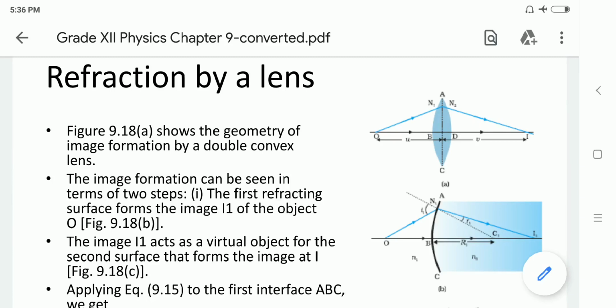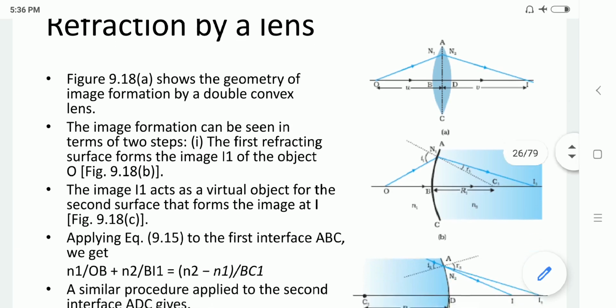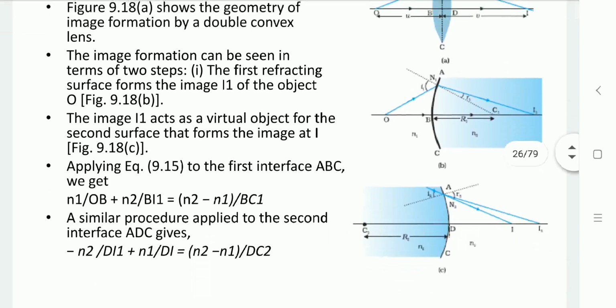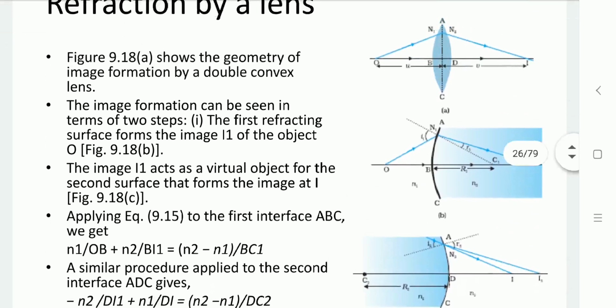As you can see in diagram A, one lens can be designed by taking two spherical surfaces. In diagram B, you can observe that one spherical surface is defined as ABC, and the next spherical surface you can observe in diagram C, that is ADC. So let us calculate the equation for the individual spherical surfaces and then combine them.